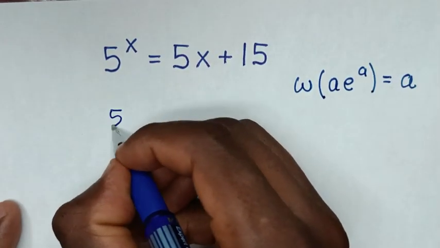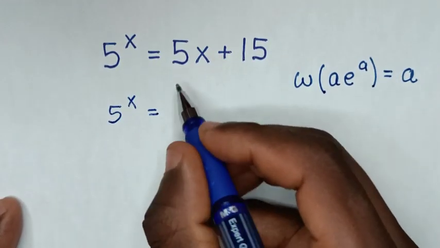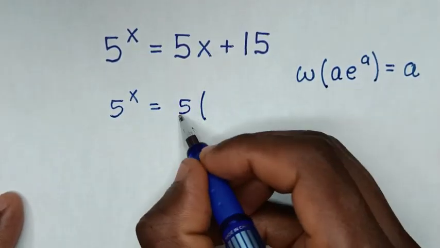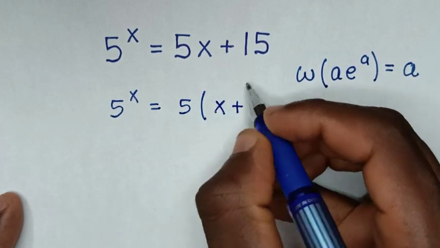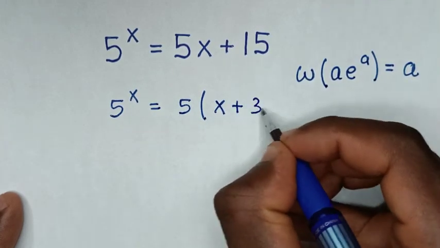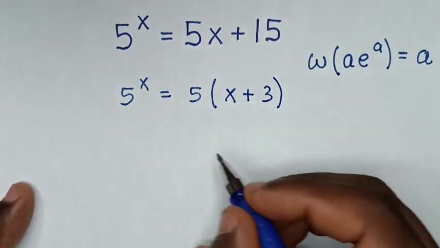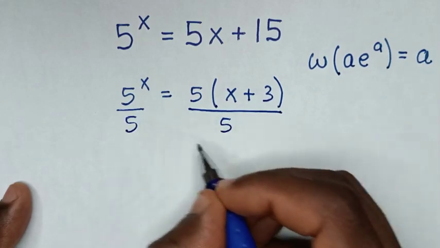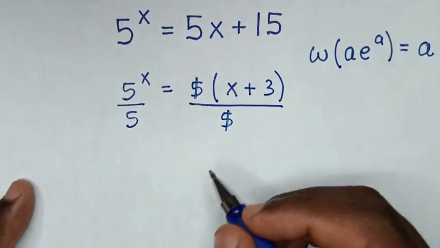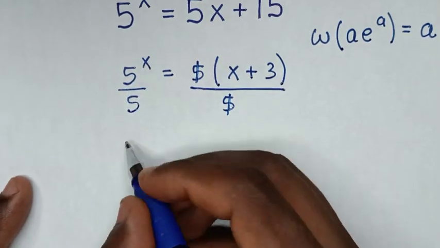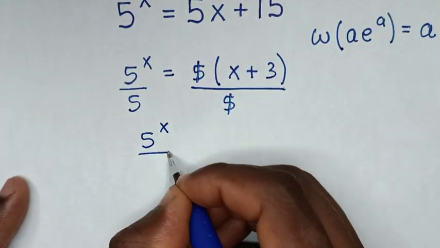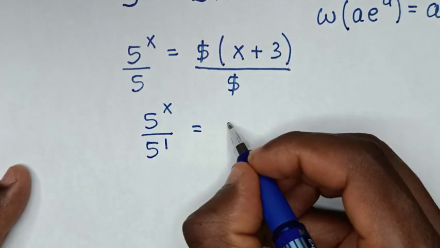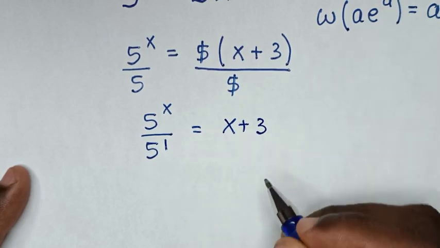So it will be 5^x = 5(x + 3), where 5 is common, so we take 5 out of the bracket: 5x divided by 5 is x, then plus 15 divided by 5 is 3. In the next step we divide by 5 on both sides, so this and this cancel. Then 5^x over 5 is the same as 5^x over 5^1, which is equal to x + 3.